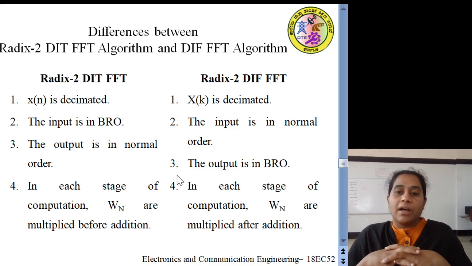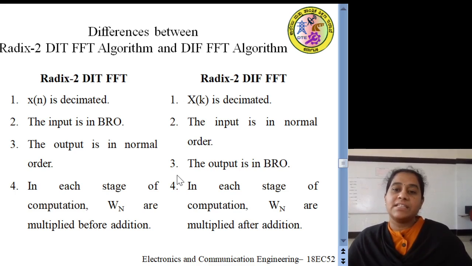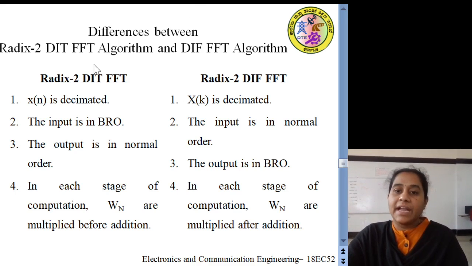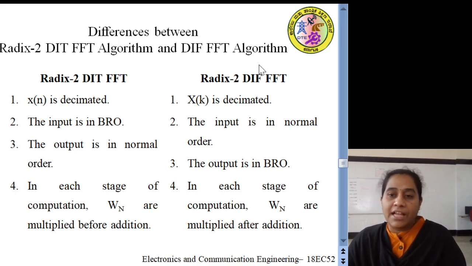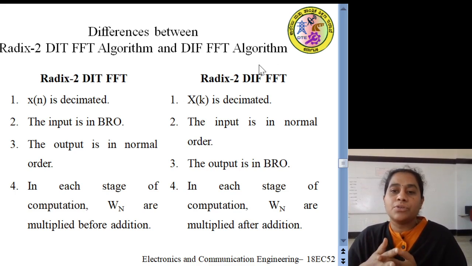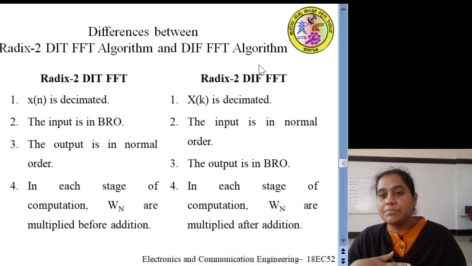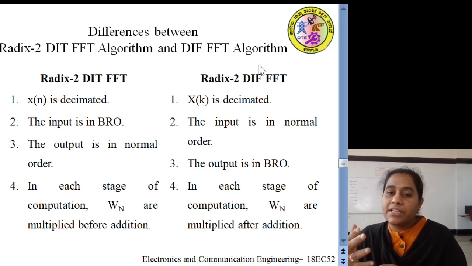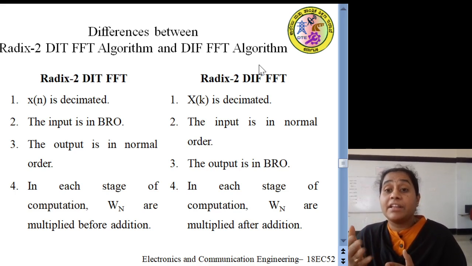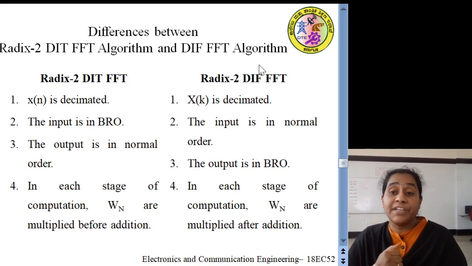Now let us see some of the differences between the radix-2 DIT FFT algorithm and the radix-2 DIF FFT algorithm. As we know, these two come under radix-2 FFT algorithms, which come under the divide and conquer approach of finding the DFT. These two algorithms were given by Cooley and Tukey in their work on the FFT algorithm. We can consider this whenever the value of N is a composite number.